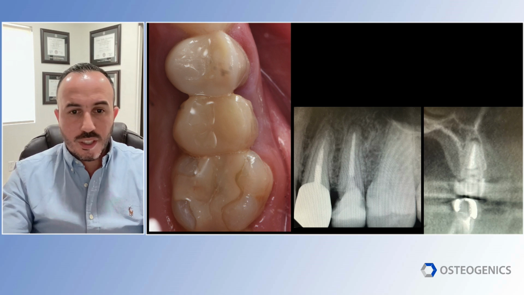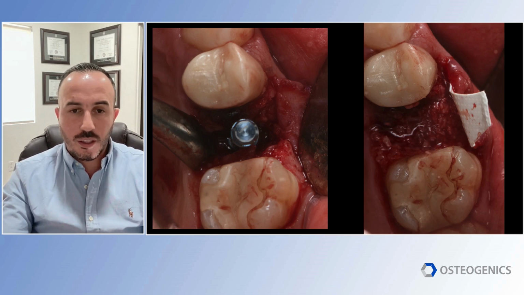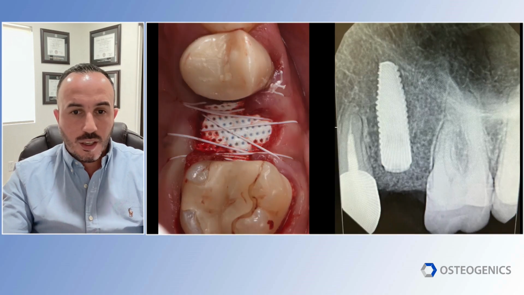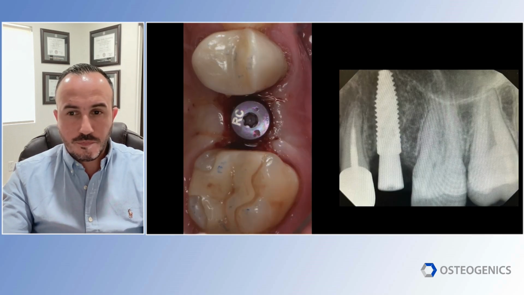This one, tooth number 13, same thing: immediate implant placement with a buccal defect. And we use titanium, we use the cytoplast membrane, and we suture. And the patient comes back for the uncovery. We have regenerated the buccal bone.